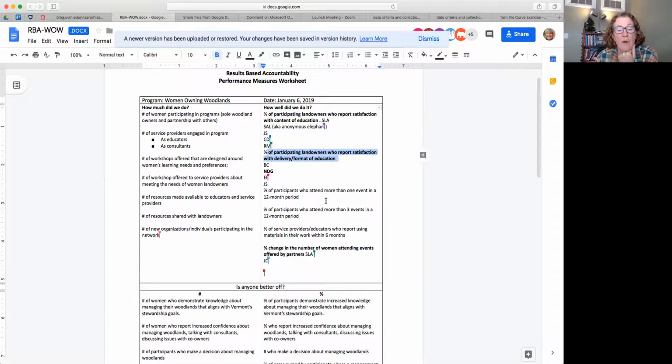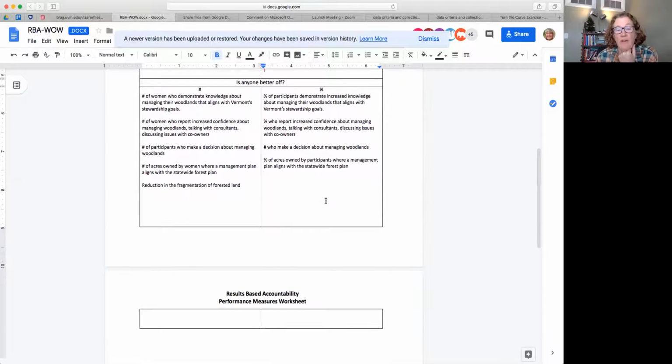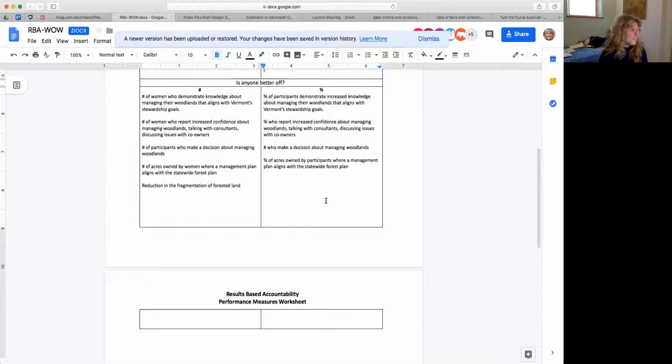So Beth, is anyone better off? What I often say is, yep, it's a quadrant, but it's really just one box. So you could do number and percentage with the same measure across the board. And so one of the things I'm curious about here is, what's the difference between women and participants in the program, as you look at these measures? Because it looks like they're the same measures. It's the same measure. All right. So we'll just look at one of these columns and know that it's number and percent. And Beth, if you could walk us through that.